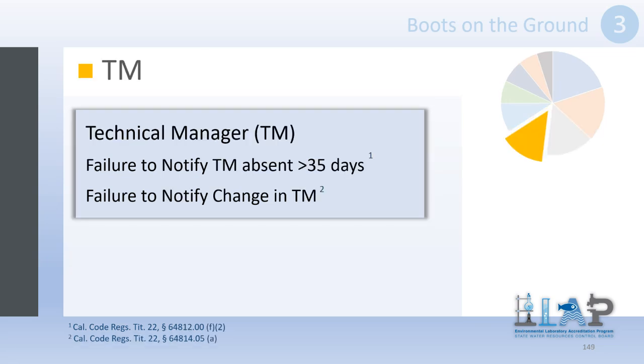All right, and the last big bucket were issues with technical managers. So two primary things, and they're both notifications. So if a technical manager is absent for 15 days, you need to designate an interim. And then if they're absent for greater than 35 days, you need to notify ELAP of that. And then the temporary technical manager needs to also, of course, meet the qualifications of the technical manager. And then we also saw just a change in technical manager and a failure to notify ELAP about that.